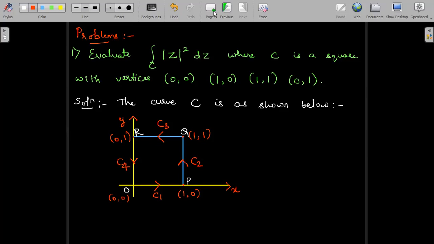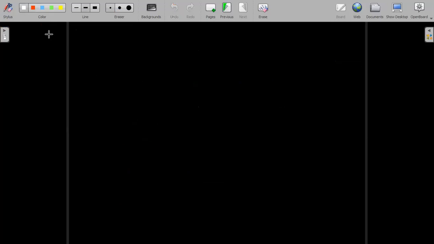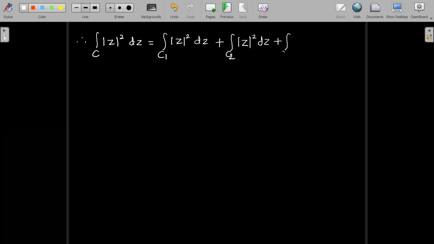So let us represent the same thing. Integral over C mod z the whole square dz is the sum of integral over C1 mod z the whole square dz plus integral over C2 mod z the whole square dz plus integral over C3 mod z the whole square dz plus last one, integral over C4 mod z the whole square dz. There are 4 line segments. And let us call this equation 1. We'll come back to this after finding each one of the integral values.